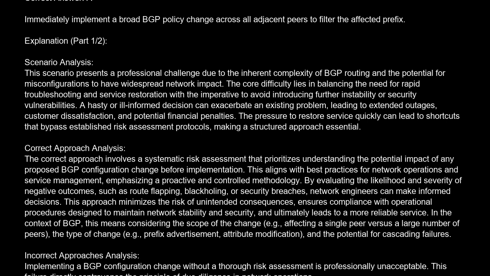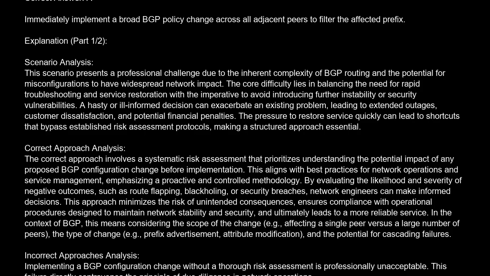Correct approach analysis. The correct approach involves a systematic risk assessment that prioritizes understanding the potential impact of any proposed BGP configuration change before implementation. This aligns with best practices for network operations and service management, emphasizing a proactive and controlled methodology. By evaluating the likelihood and severity of negative outcomes, such as route flapping, blackholing, or security breaches, network engineers can make informed decisions. This approach minimizes the risk of unintended consequences, ensures compliance with operational procedures designed to maintain network stability and security, and ultimately leads to a more reliable service.